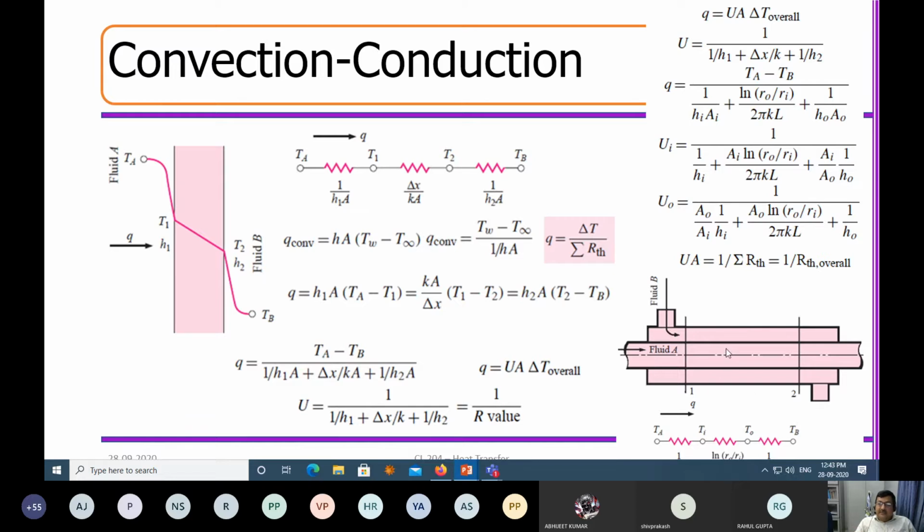So this particular thing says that if I know fluid 1 and fluid 2, I may know their heat transfer coefficients. If I know the material of construction of the solid and the thickness of the wall, I will be able to really calculate the overall heat transfer coefficient. And from there, if I know what the temperatures to be maintained are, I will be able to calculate. So I need not exactly know the different parameters like TA, T1, T2, TB.